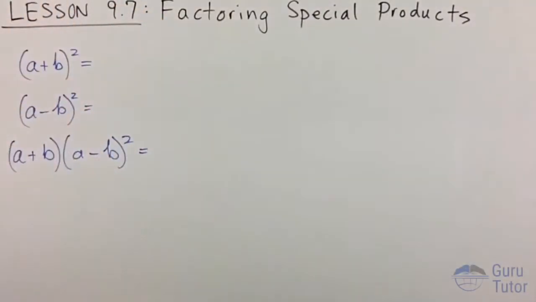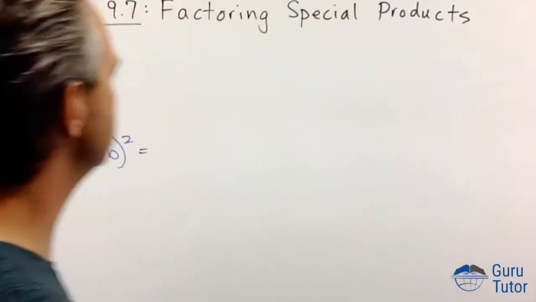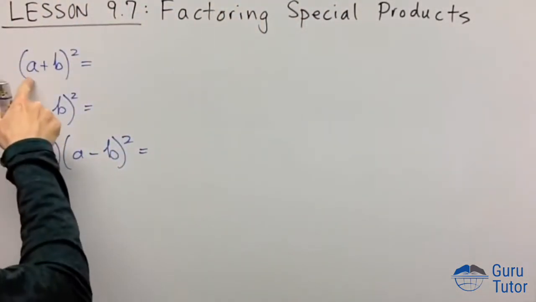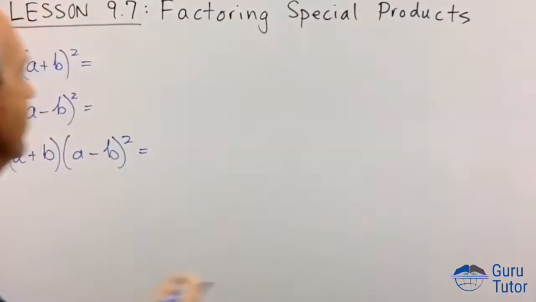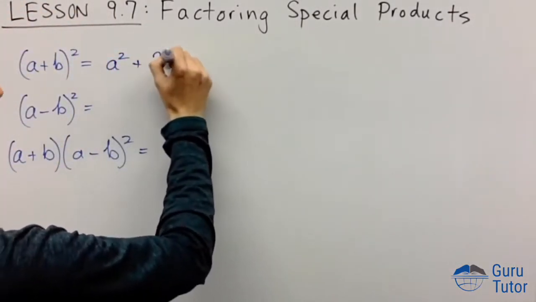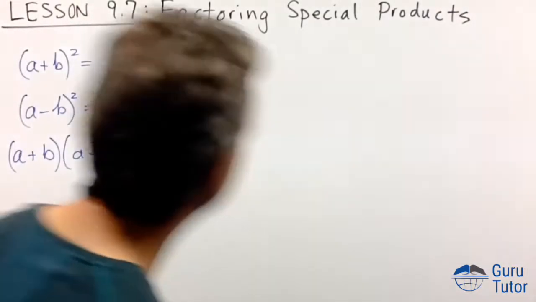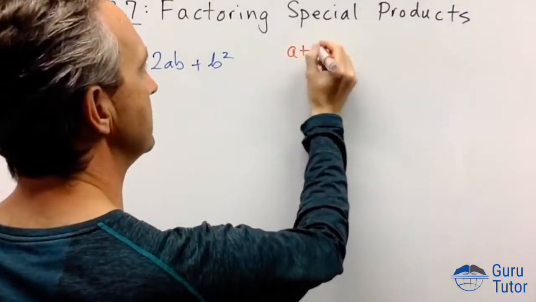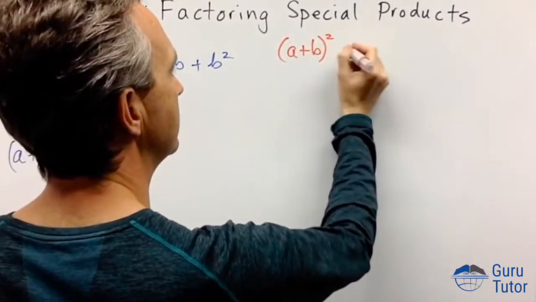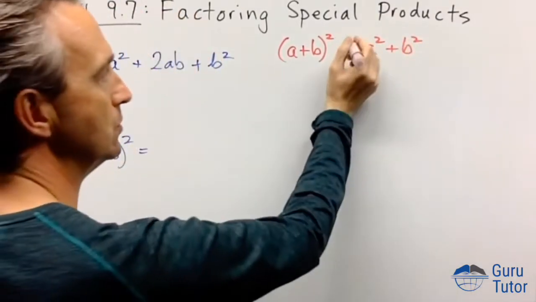So we're back to special products now, and before we start, do we remember what they are? Remember there are three of these special products. A plus B all squared. What is that? That is a squared plus 2ab plus b squared. Remember, this is not true. It is not a plus b all squared equals a squared plus b squared. That is not true. Why?